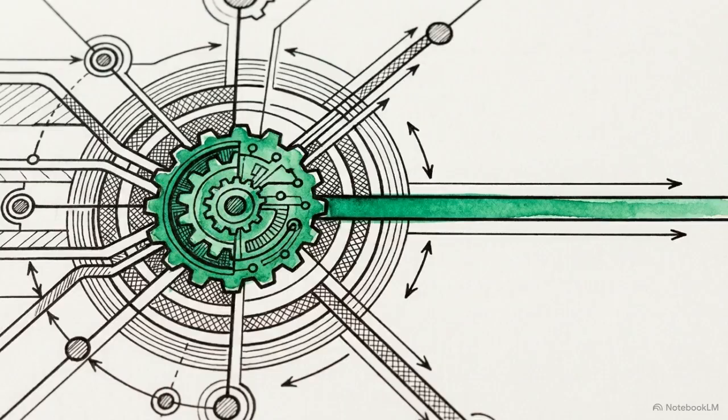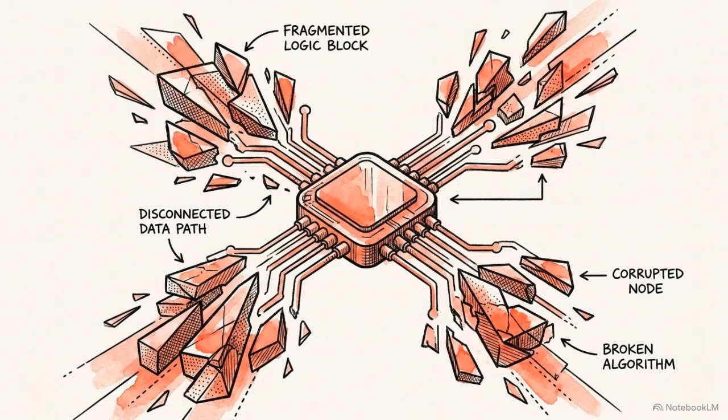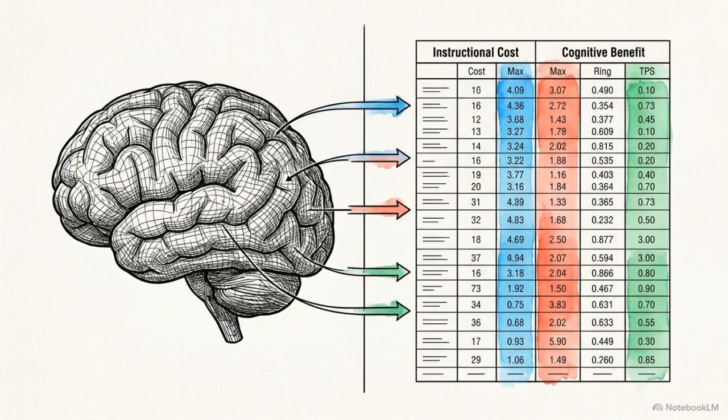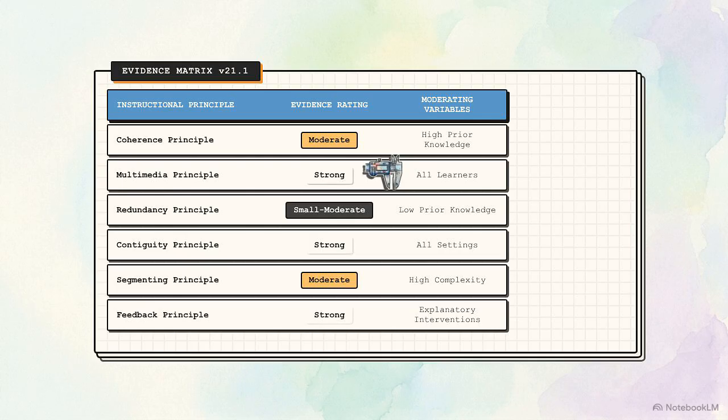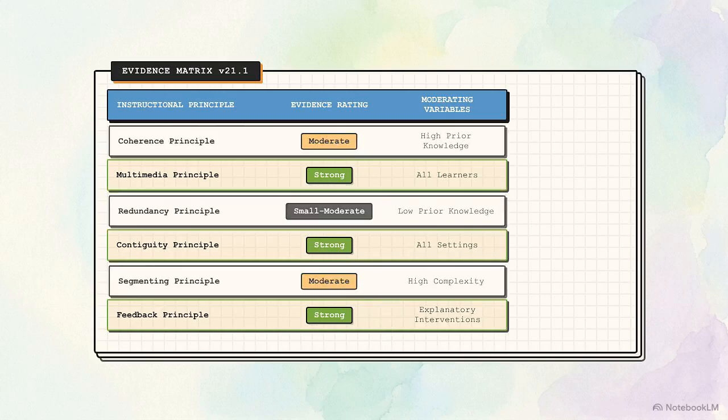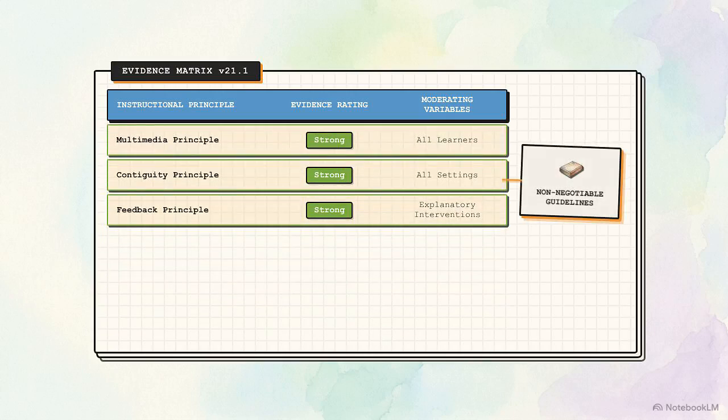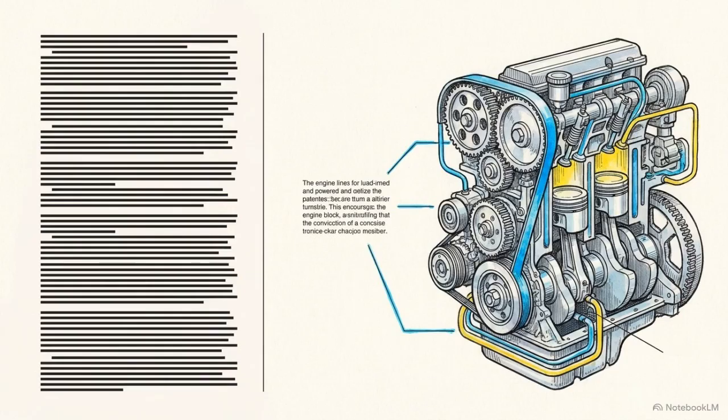We will isolate the high-yield principles that reduce mental friction and pinpoint the exact scenarios where their logic breaks down. Guaranteeing a functional cognitive architecture requires us to treat instructional design as a strict mathematical cost-benefit analysis. Filtering the data exclusively for interventions with a strong evidence rating isolates the non-negotiable guidelines. The multimedia principle establishes the baseline. There is a measurable cognitive advantage to combining relevant graphics with verbal explanations rather than using text alone.